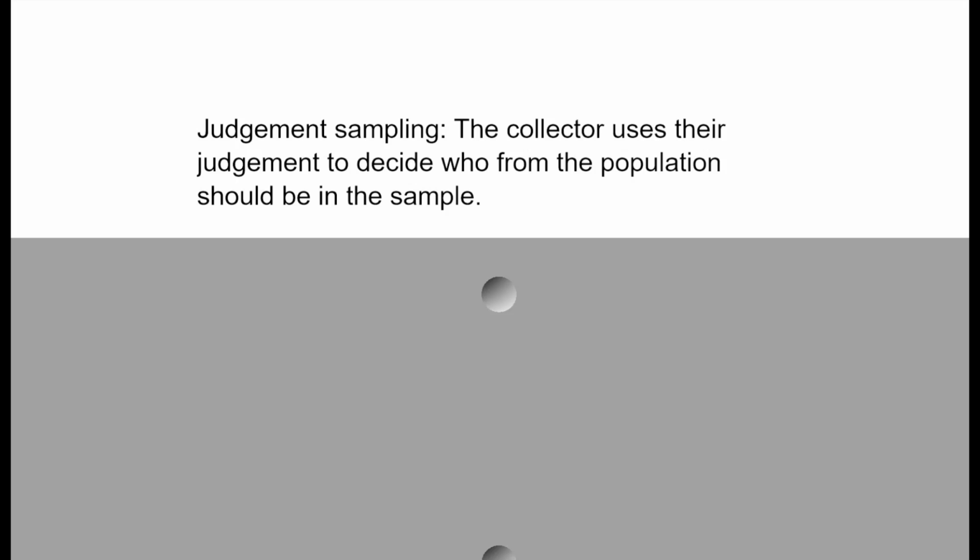So the first one we're going to talk about is judgment sampling. The collector uses their judgment to decide who from the population should be in the sample. Now, this, of course, is prone to bias, but it also will tap into the sampler's subject knowledge. So if they have particularly good subject knowledge on what they're collecting it on, their judgment is useful in basing their sample.